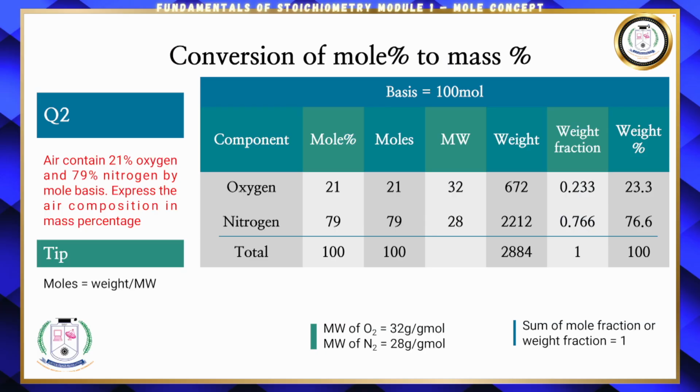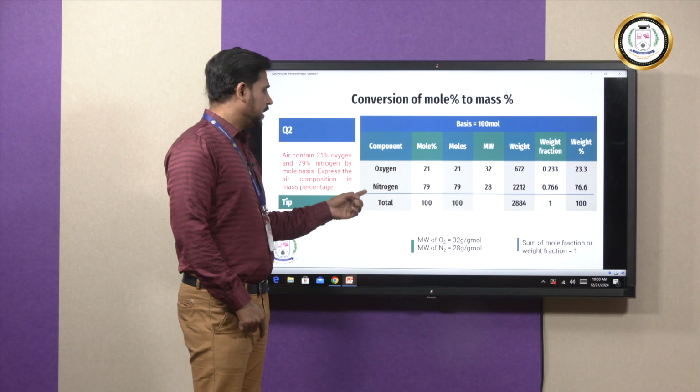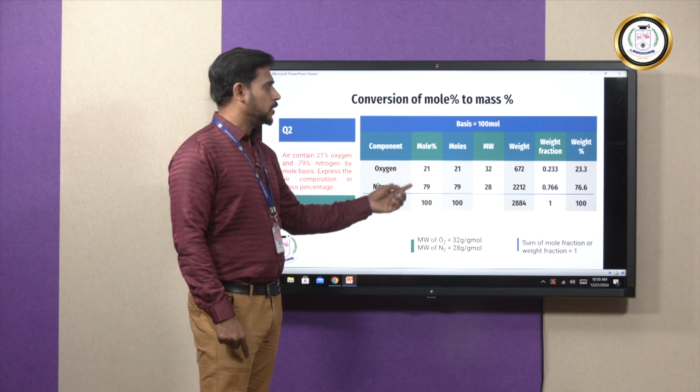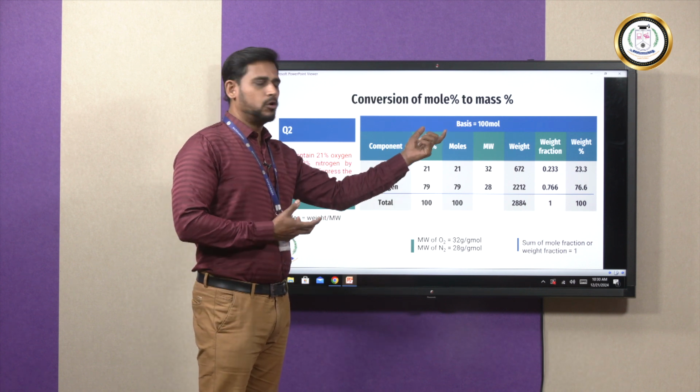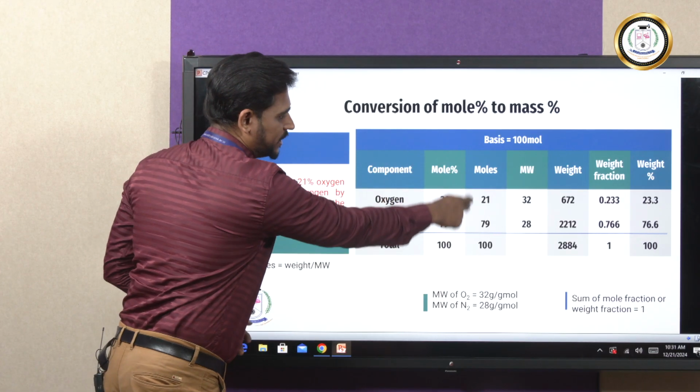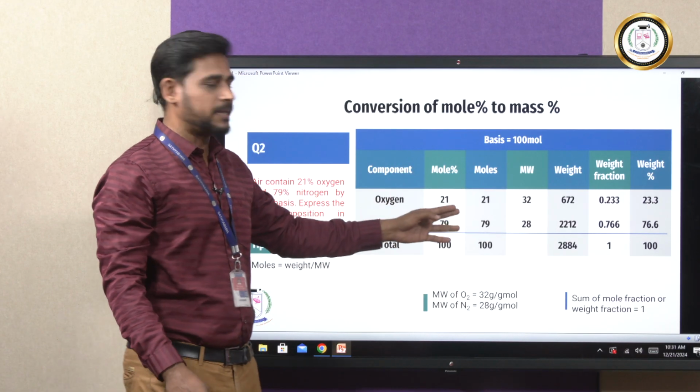The percentages given are 79 and 21, so correspondingly we mention the mole percentage. Oxygen is 21%, nitrogen is 79%. The total is 100%. We will take a basis of 100 moles. Then oxygen is 21% of 100 moles, which is 21 moles. Nitrogen is 79% of 100 moles, which is 79. So the total, if you check it, is 100 moles. It matches with the basis.